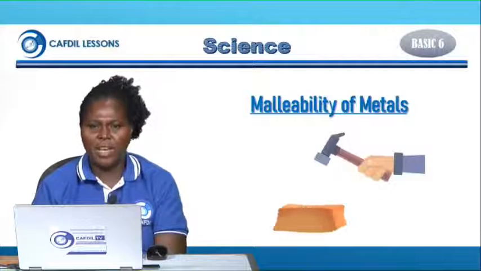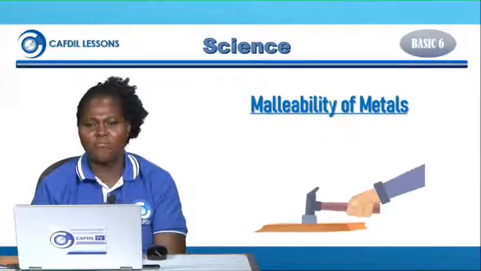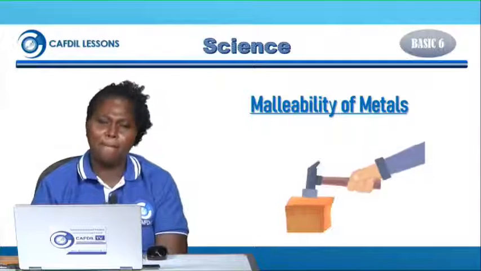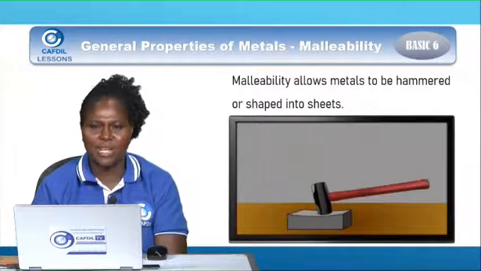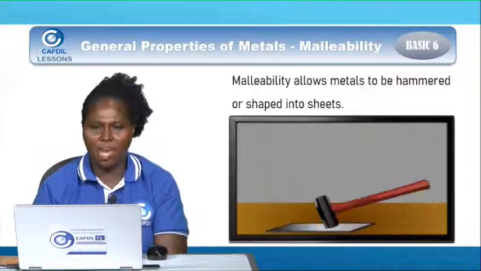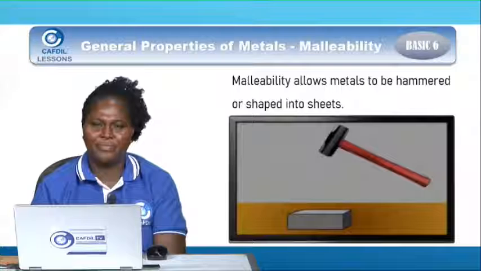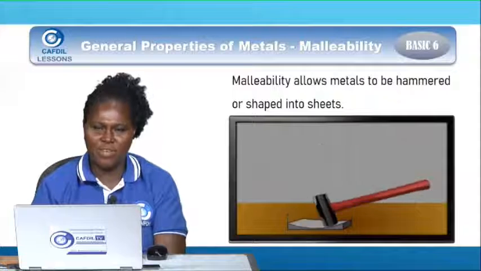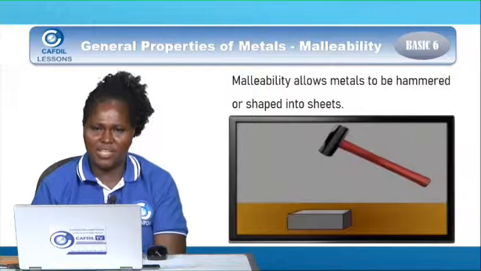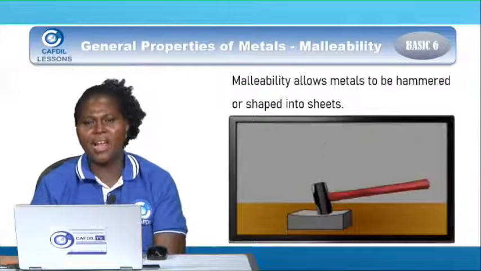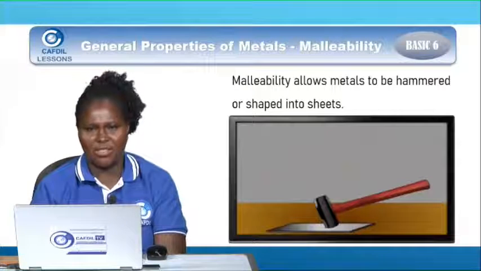Now another property is malleability. What do we mean by malleability of metals? Malleability allows metals to be hammered or shaped into sheets. Look at the video on our screen. Yes, it has been hammered to form a sheet.